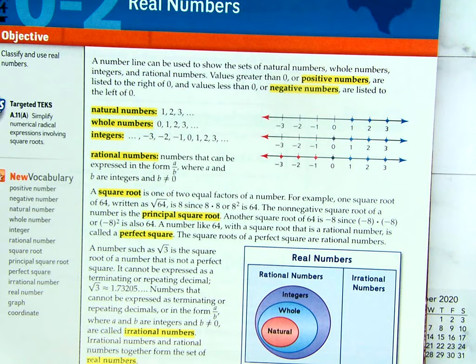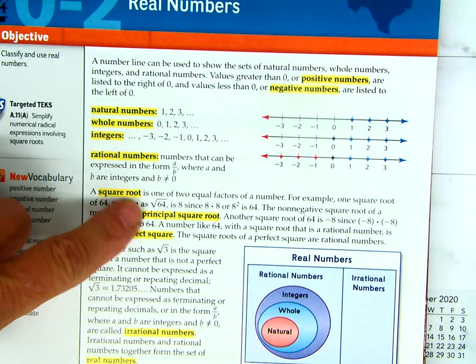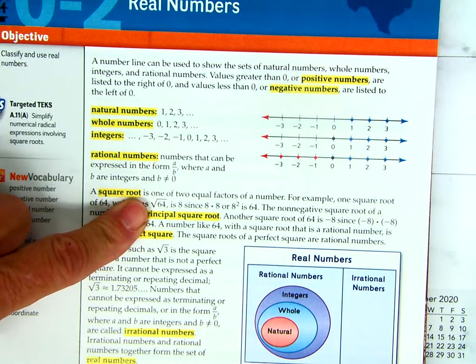I love square roots. Do you know another name for square root? It's called a radical. This symbol here that we call the square root symbol is actually called a radical.